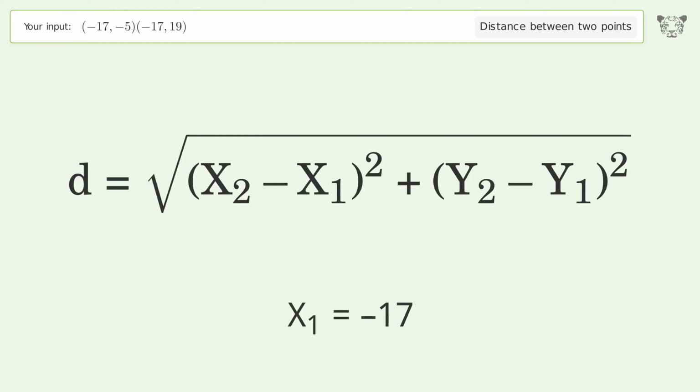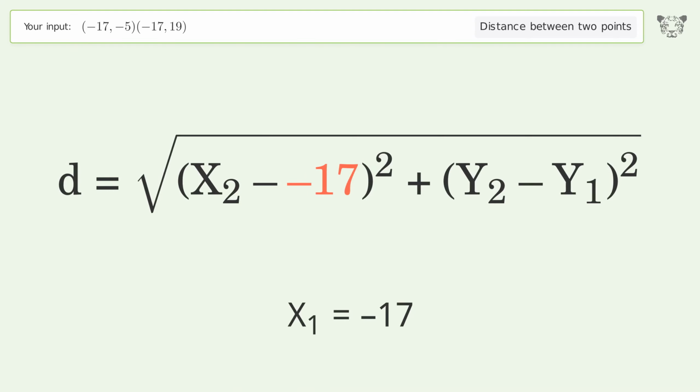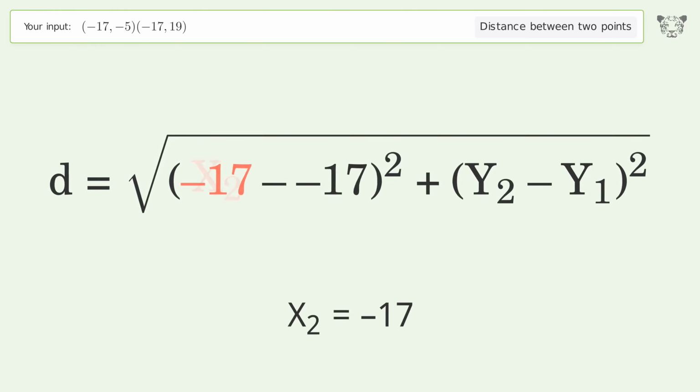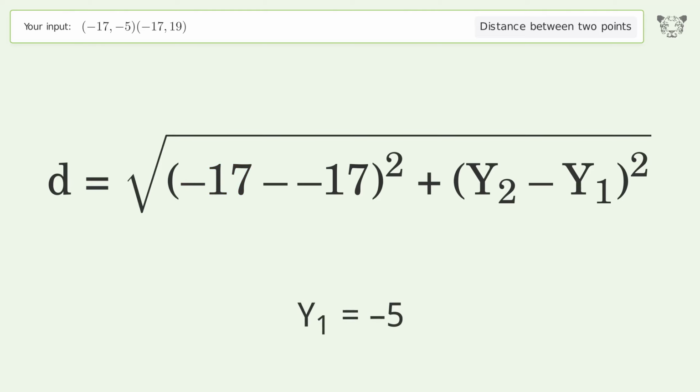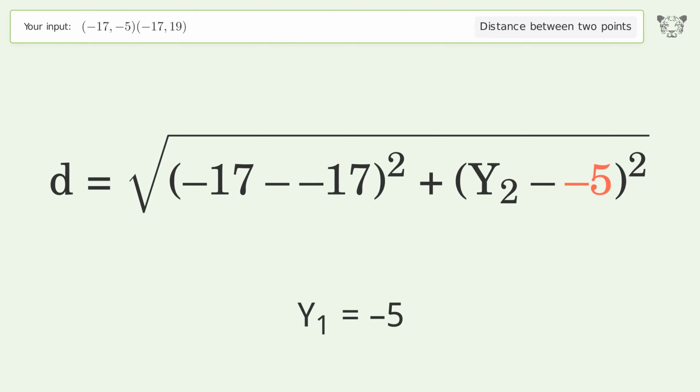x1 equals -17. x2 equals -17. y1 equals -5. y2 equals 19.